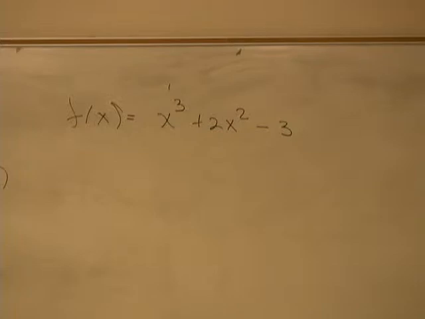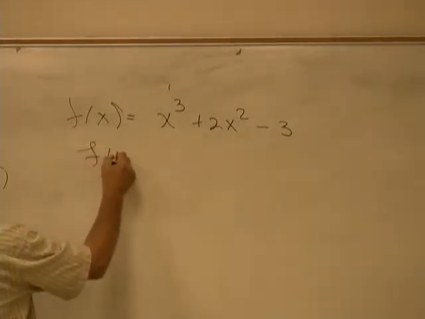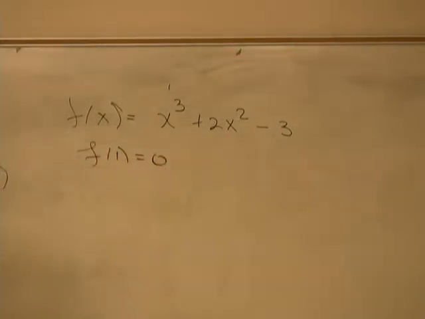You agree? F of 1 equals 0. Replace x by 1 and you get 1 cubed, which is 1, plus 2 times 1 squared, minus 3. It's 0. Right?